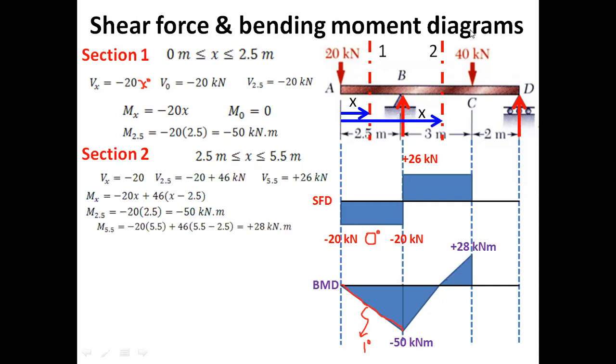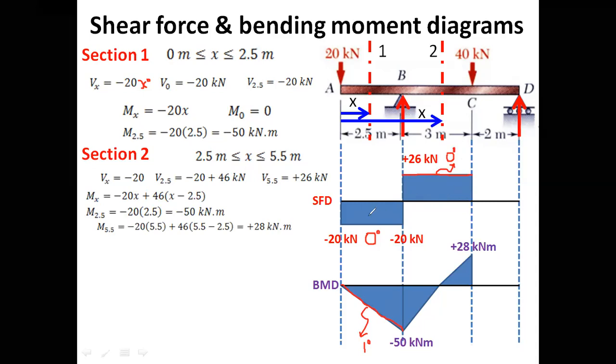So, and the plot of 0 degree line would be a horizontal line. So we would join these 2 points by a line. And the degree of this line would be 0 degree. So this is the order of this equation or this line. So we now have a shear force diagram for this section.